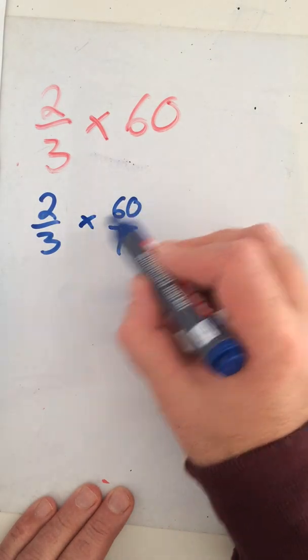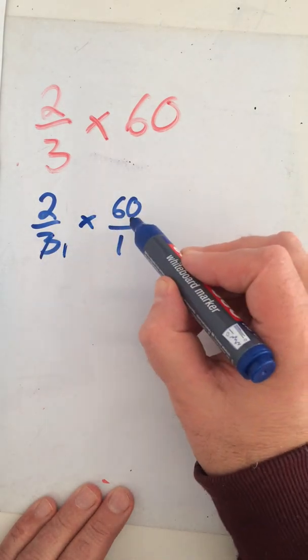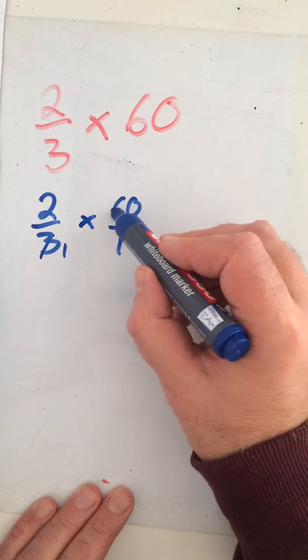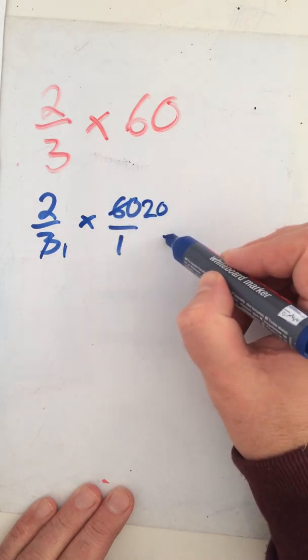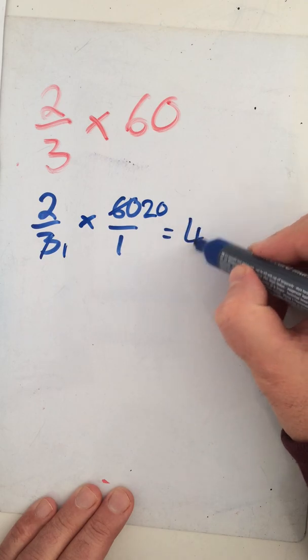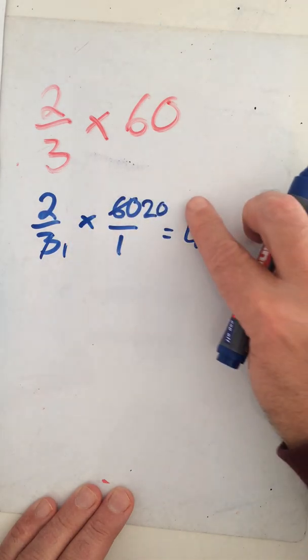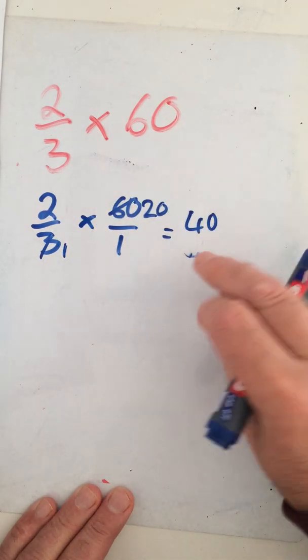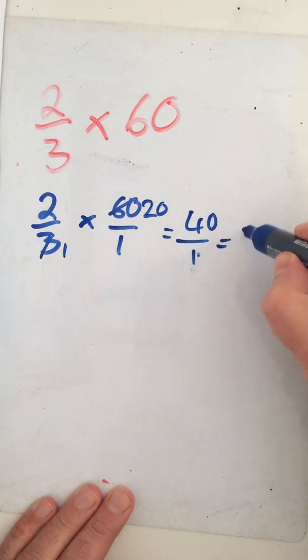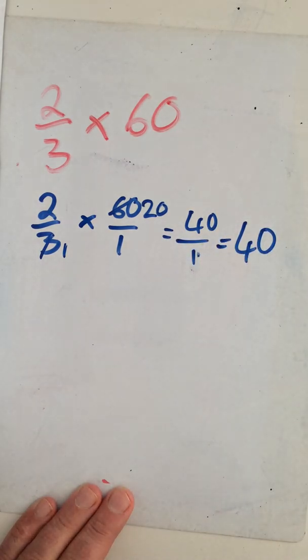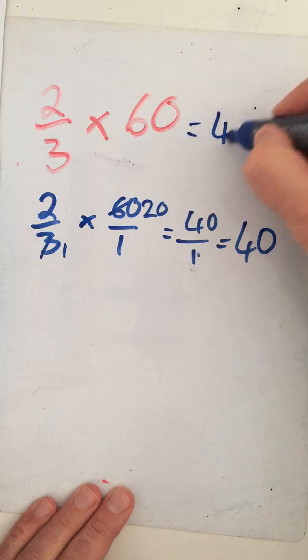Okay, and actually I can do some bit of cross simplifying here, because 1 goes into that, 3 goes into 3 once, and 3 goes into 60 20 times. So our answer 2 times 20 is 40. Okay, 1 times 1 is 1. 40 over 1, which gives me 40 as my answer, isn't it? So the answer is 40.